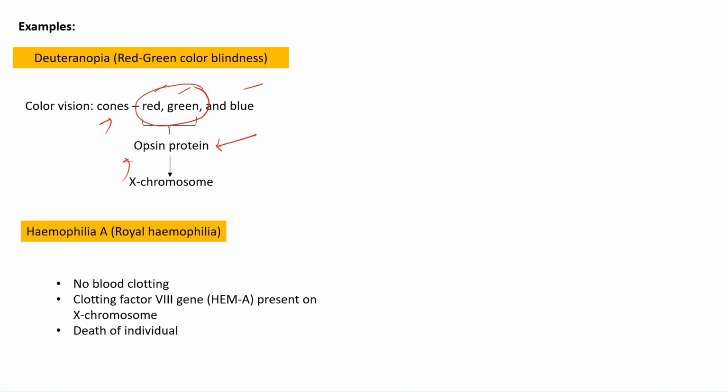Next is hemophilia A, which is known as royal hemophilia. What happens in hemophilia? No blood clotting. Why? Because the clotting factor 8 gene, which is called HEM-A, is present on the X chromosome and it gets mutated. It can result in the death of the individual.